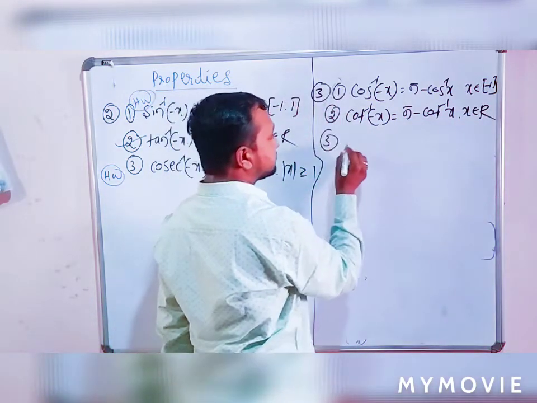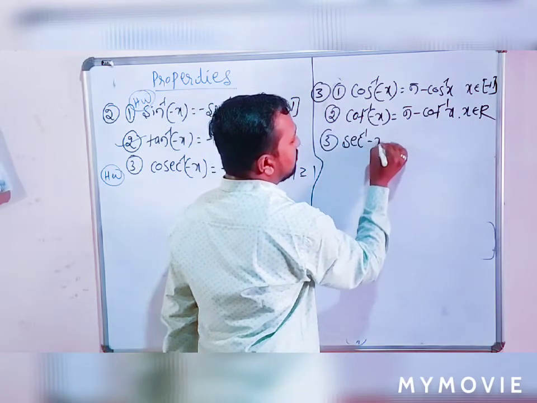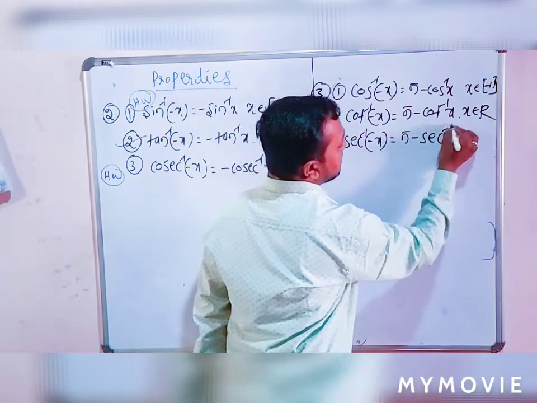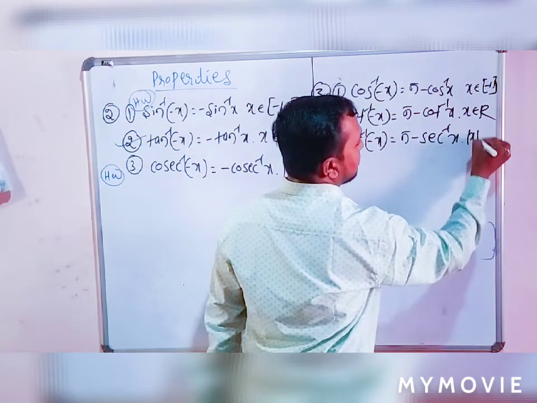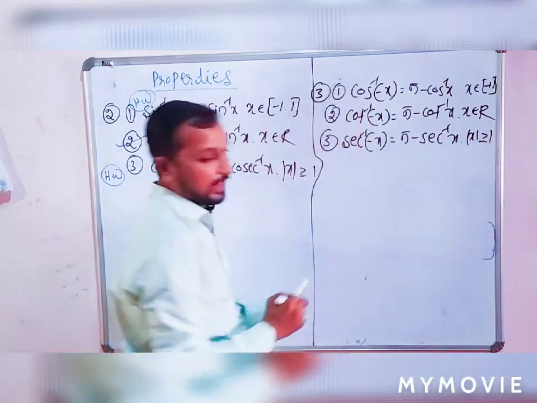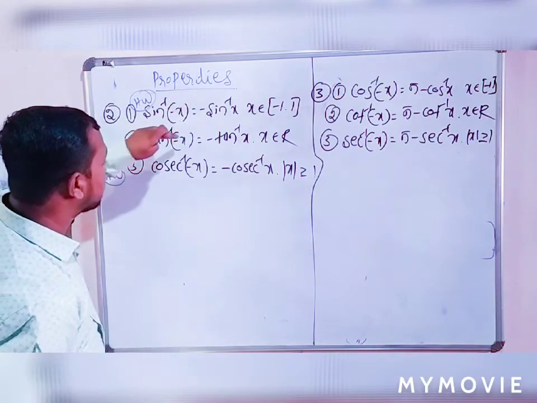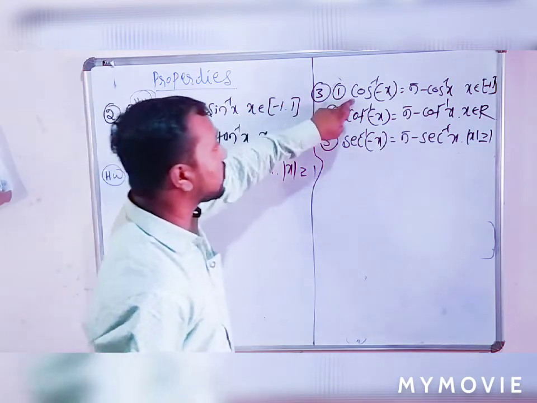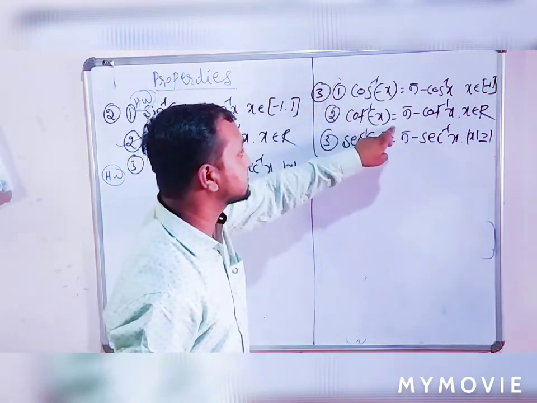And third one, lastly, what is that? Sec inverse of minus x is equal to pi minus sec inverse x, for all mod x greater than or equal to 1. So see that, students, sin inverse of minus x, tan inverse of minus x, cosec inverse of minus x are minus of those angles. But cos inverse of minus x, cot inverse of minus x.